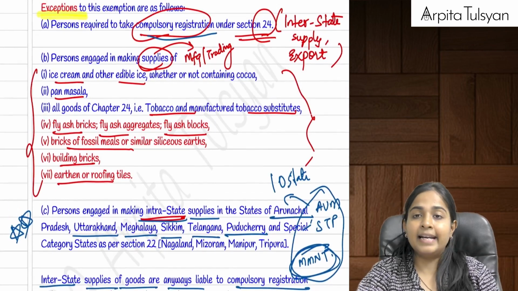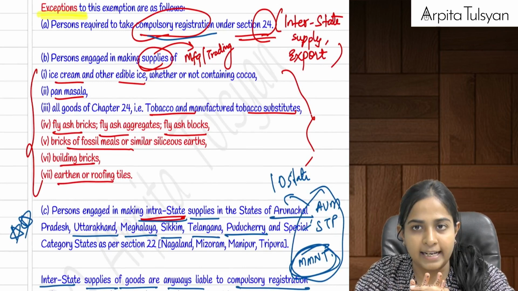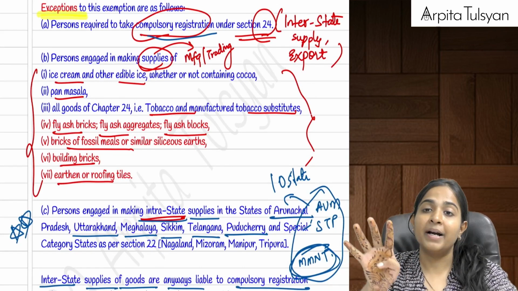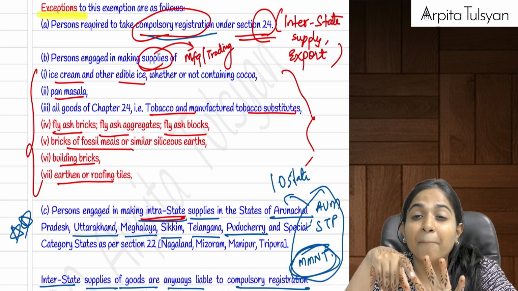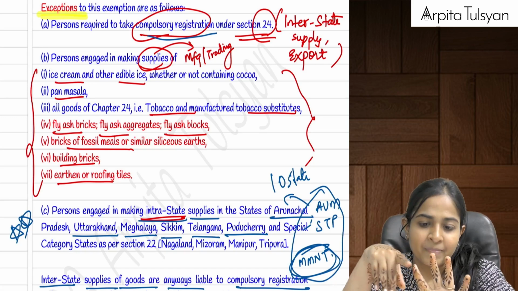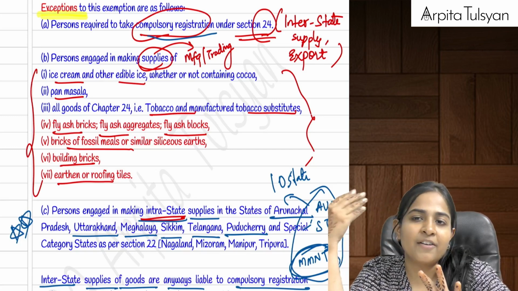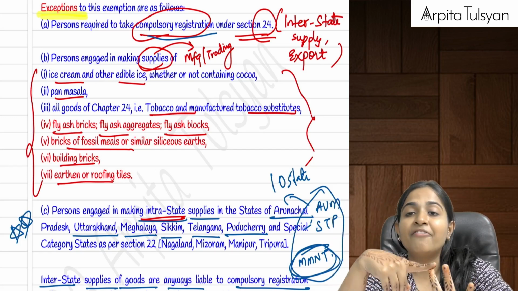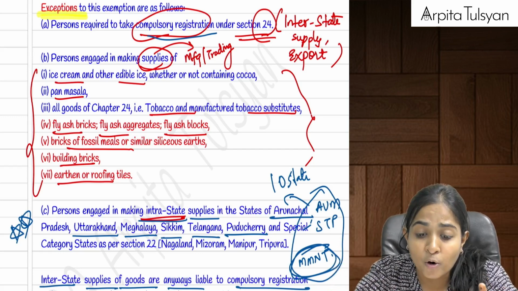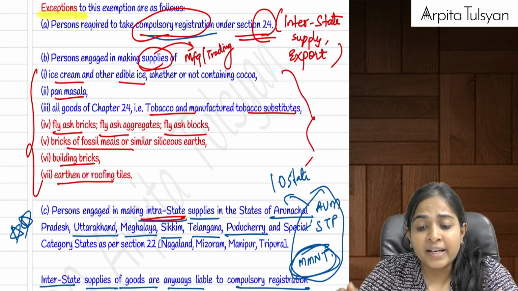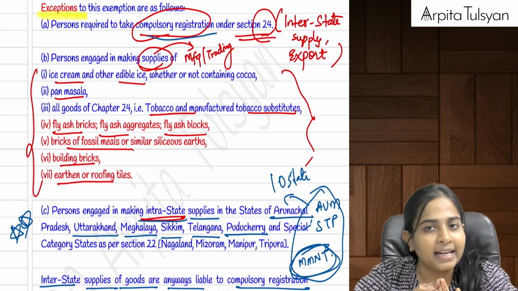But then later we studied some 4 exceptions for this 40 lakhs. By default 40 lakhs was applicable, but now in these 4 cases 40 lakhs will not apply. First one, if I am eligible for compulsory registration under section 24, then I don't have to check the threshold at all. Then obviously the 40 lakh limit will not apply. Second one, if I am engaged in supplying some specific category of goods, pan masala, tobacco, ice cream, fly ash bricks, building bricks and all those things, both trading and manufacturing, the 40 lakh limit is not at all applicable to me.